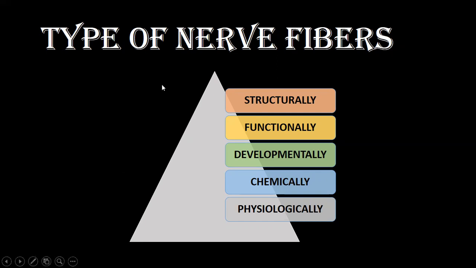When we are talking about the types of nerve fibers, we are talking about 5 types of nerve fibers. Structurally, we see myelinated and non-myelinated. Then functionally, that is motor or sensory. Then developmentally, that is somatic or autonomic. Then chemically, that is adrenergic or cholinergic type. And physiologically, we see there are 3 types of fibers: type A, type B, type C, and their further distribution. Amongst all these, physiologically, nerve fibers are most important.